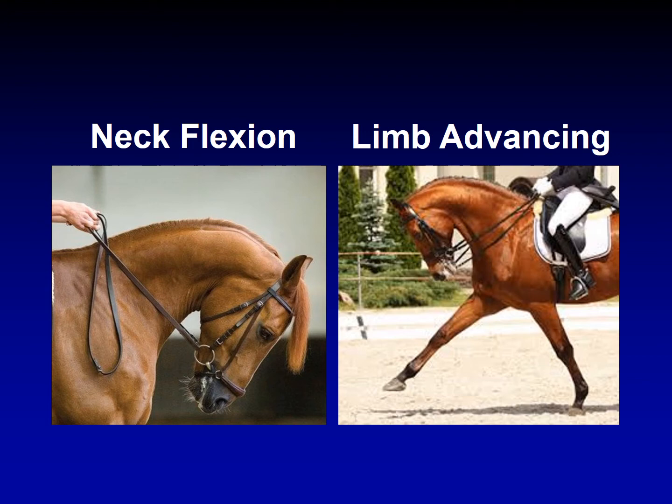So if the right brachiocephalicus muscle contracts in a fixed neck position, then the right forelimb will be advanced. On the other hand, if the left-hand side brachiocephalicus contracts when the neck is fixed in its position, then the left forelimb of the horse will be advanced. These are the three functions of the brachiocephalicus muscle.